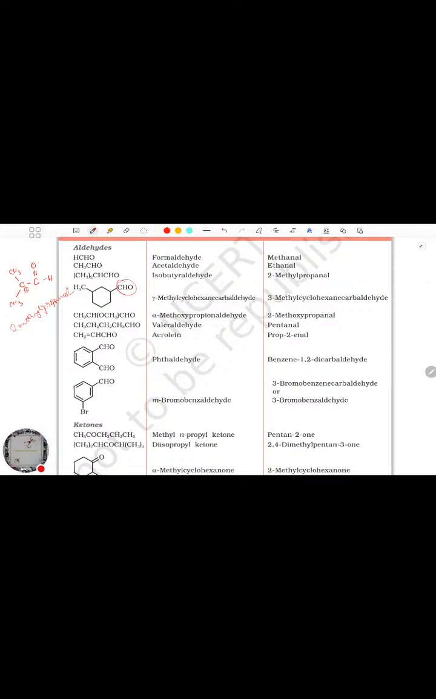Alpha, beta, gamma. So at the gamma position we are having a methyl group for the CHO, and at the alpha position I'm having a cyclohexane.